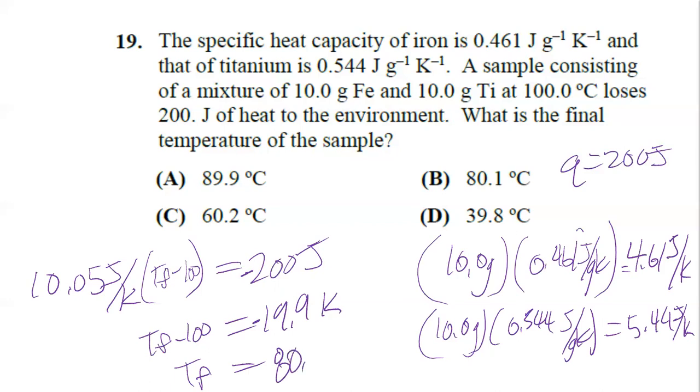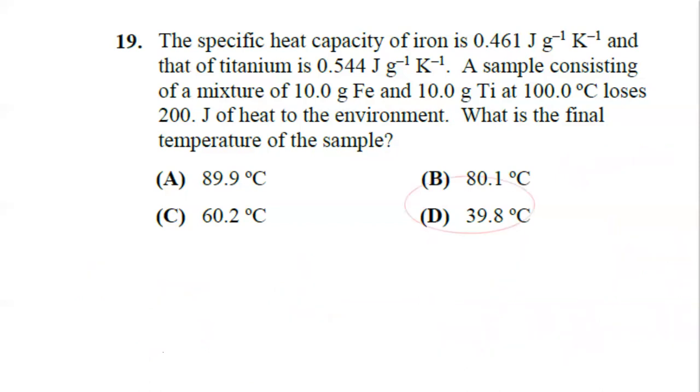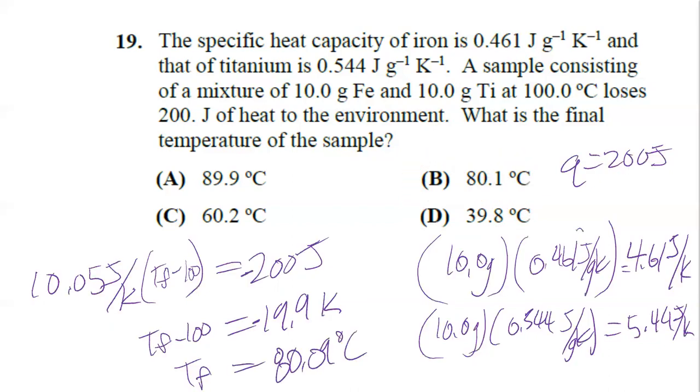Must be 80.09 degrees Celsius for this change, which is going to be our 80.1. So all I did was consolidate our specific heats based on their mass. I took that Q equals MC delta T and simplified that part down first, and then plugged that in to find my change in temperature, because they're both going from the same initial to the same final.